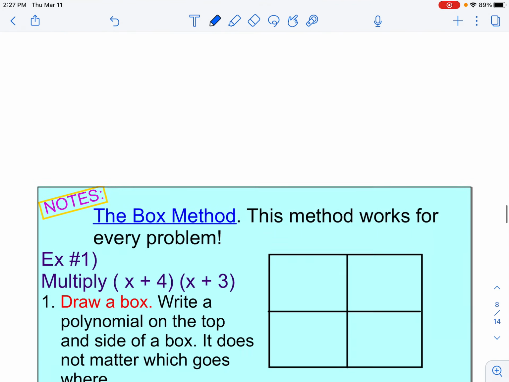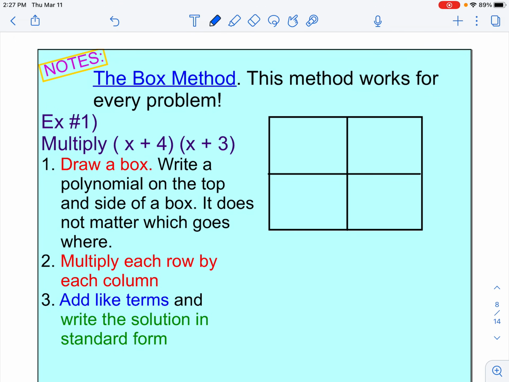But there are other ways to do this, and some people actually really prefer what's called the box method. And these are the steps for the box method. We draw a box so that if we have a binomial times a binomial, we're going to need 2 boxes by 2 boxes. If we had a binomial times a trinomial, it would be 2 by 3. Okay? We're going to write this polynomial right here on the top, so x plus 4. We're going to write this one over here, x plus 3. Okay? And it doesn't matter if I switch those up.